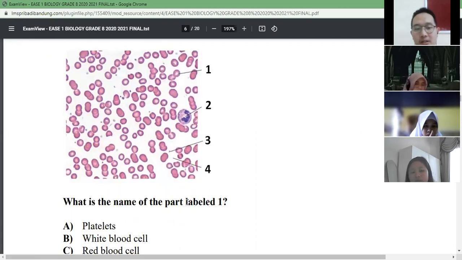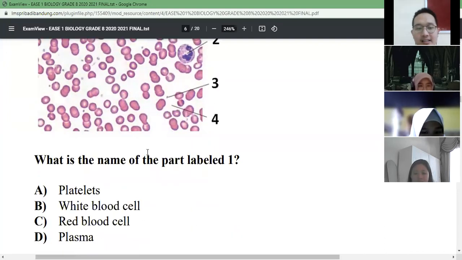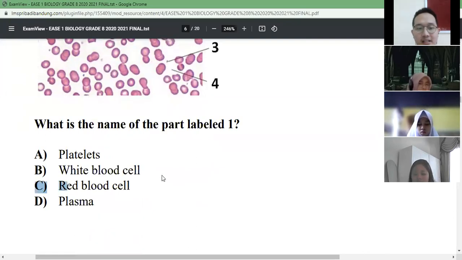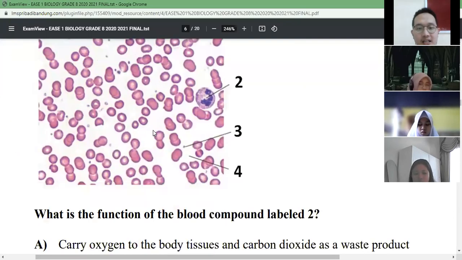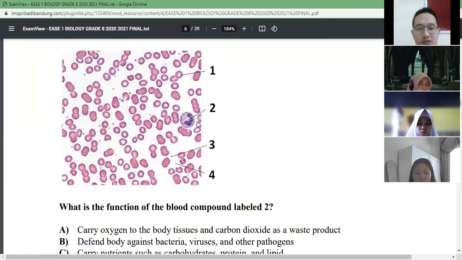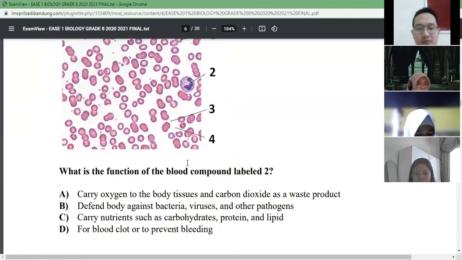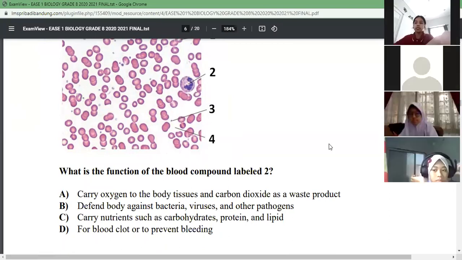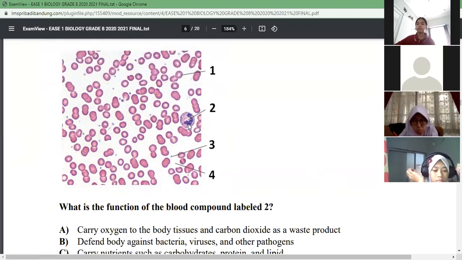So what is the name of the part labeled 1? Easy. Red blood cell. Okay, same answer, red blood cell. Okay, now label 2. The function: it defends the body against bacteria, viruses, and other pathogens. Thank you, Alia. So, which type of blood cell is it?